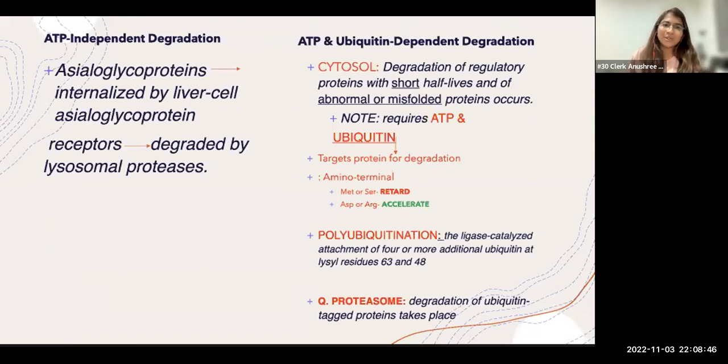ATP and ubiquitin dependent degradation. For this one, I want you to focus on which part, and what reactions take place. So what are we doing in the cytosol? What happens in the cytosol is the degradation of proteins that have a short half-life or those that are abnormal. Obviously something that is misfolded or not normal will degrade quickly, right?